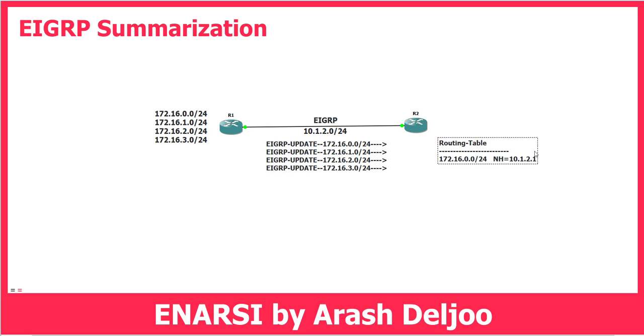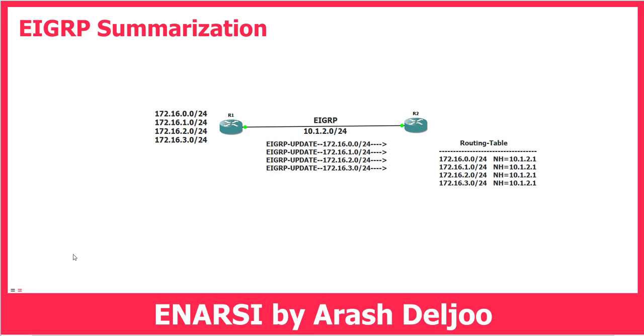Because of that, the next hop is 10.1.21. This means that if you want to send traffic to the 172.16.0.0/24 network, you can use the next hop of 10.1.21, meaning this interface. It is so obvious. Also, beside this entry, we have another 4 entries for 172.16.10, 20, 30, and you can use this next hop to send traffic.